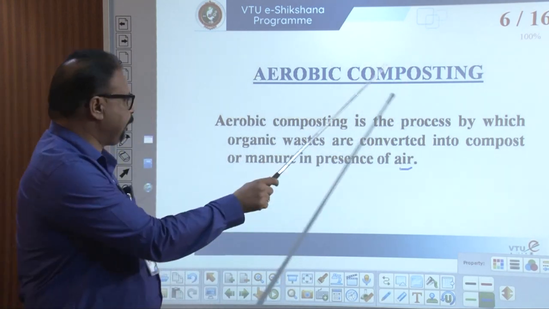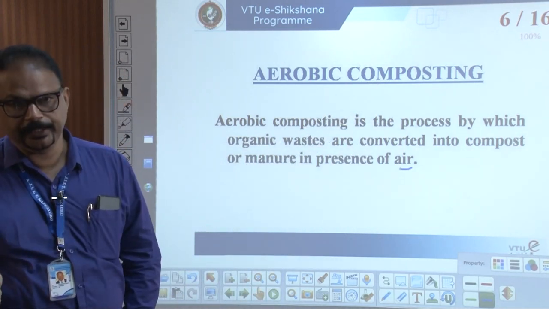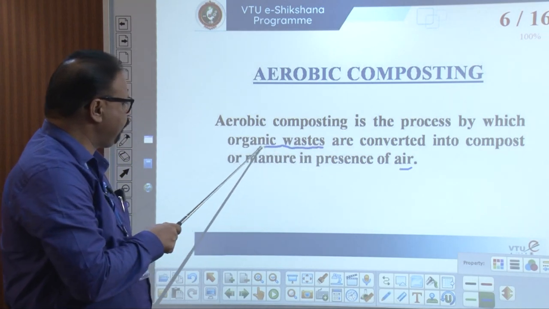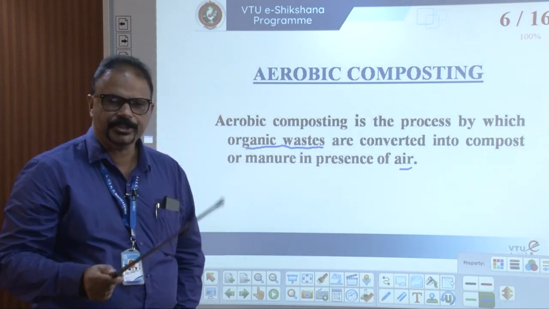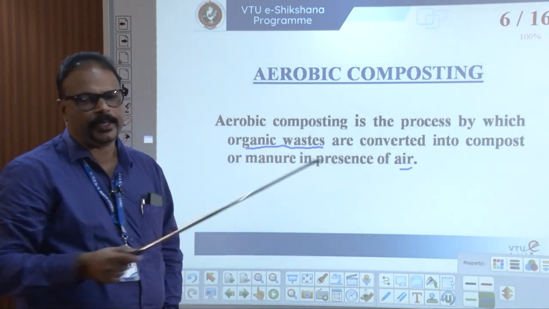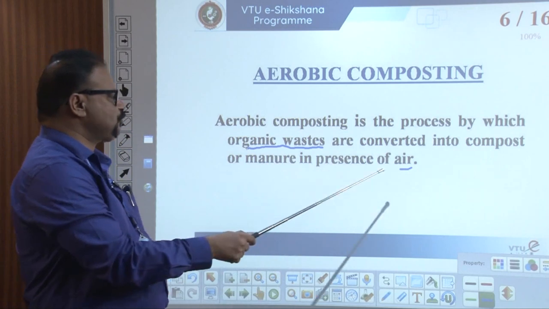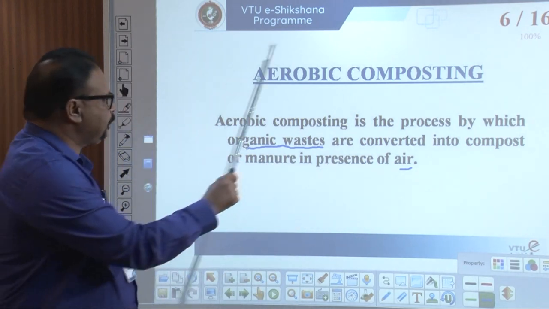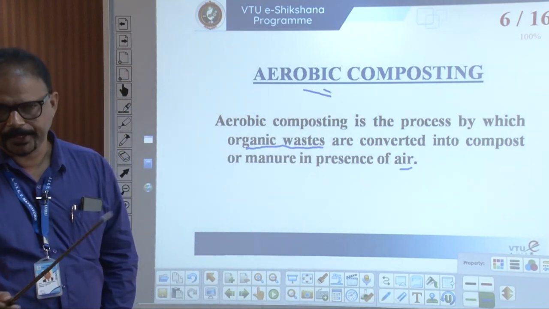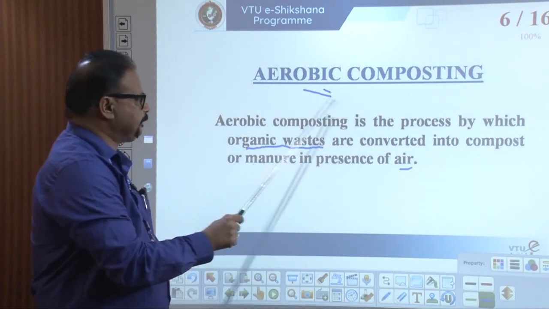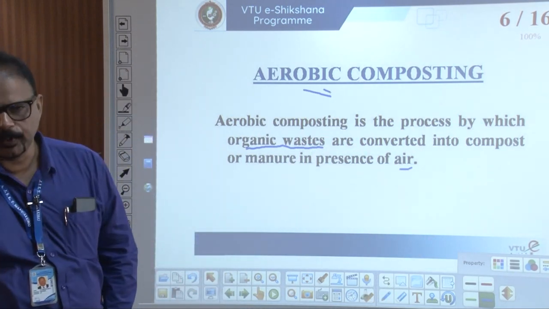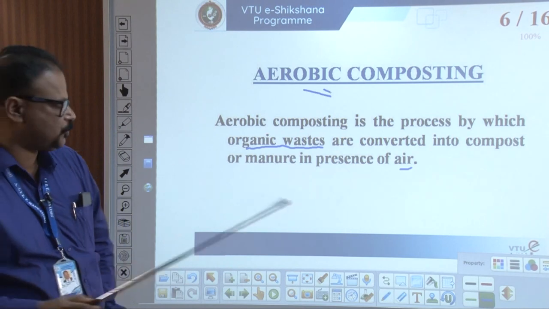It is a process in which organic waste, which may be food material, vegetables or anything organic, is converted into compost or manure. The end product is manure, in the presence of air. That is aerobic composting. Aerobic composting is a process in which organic waste is converted into compost or manure in the presence of air.